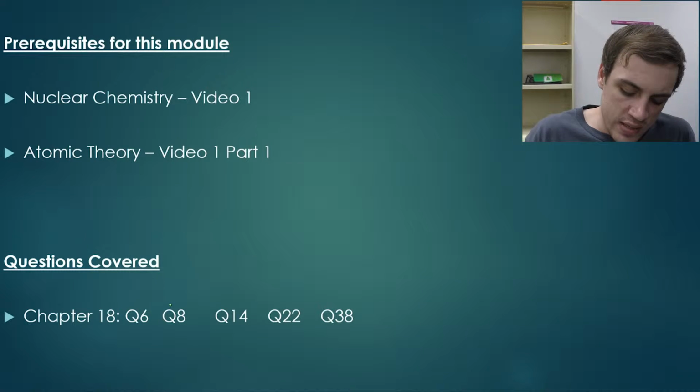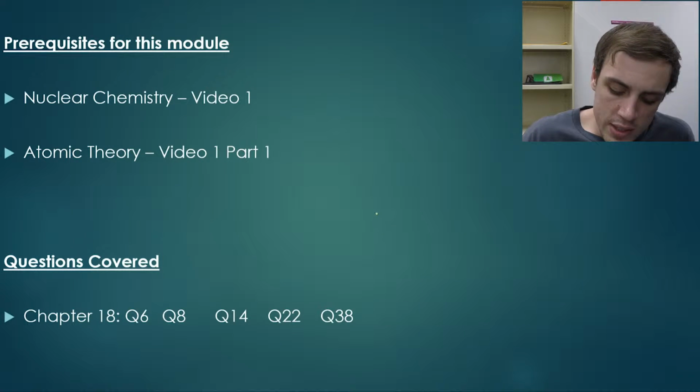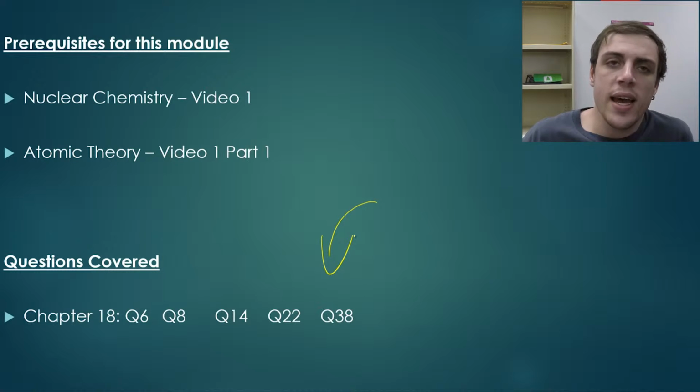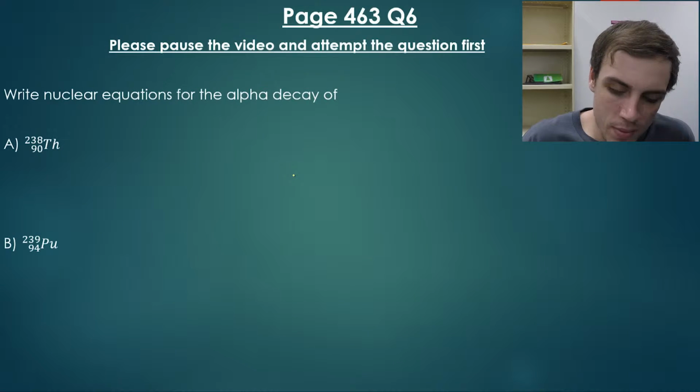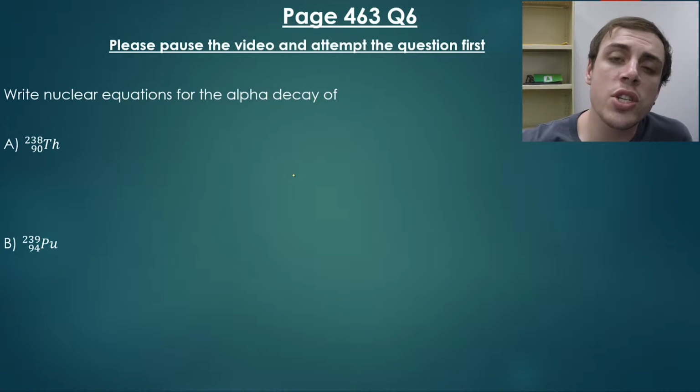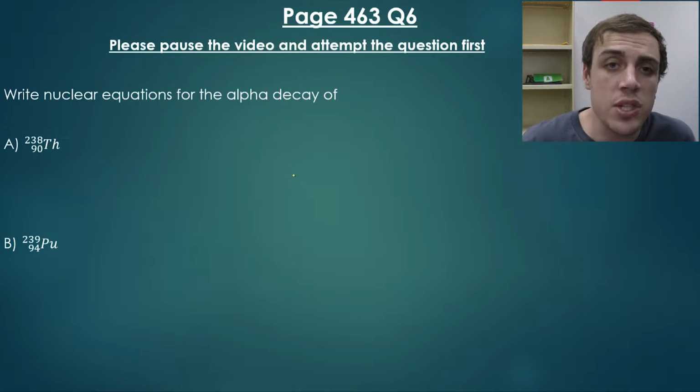So questions 6, 8, 14, 22, and 38 on chapter 18. Now, if you wish to fast forward through these or choose a particular question of your interest, all you need to do is click on the annotations here, and that will automatically fast forward you to that particular question. Okay, so what I want you to do is make sure that you please pause this video and have an attempt yourself, then we'll work through it together as a team.